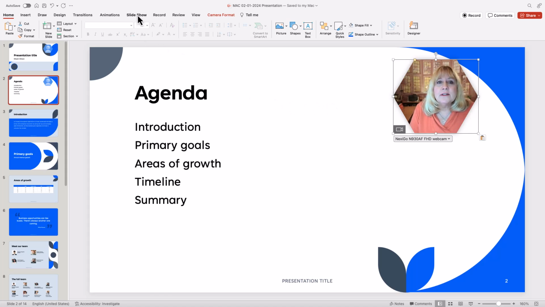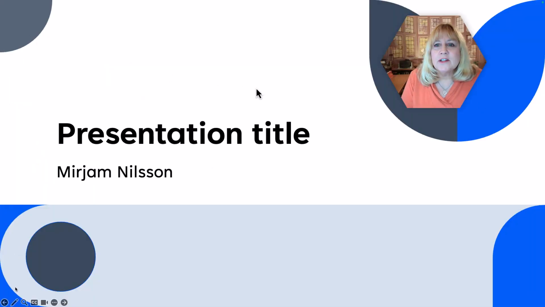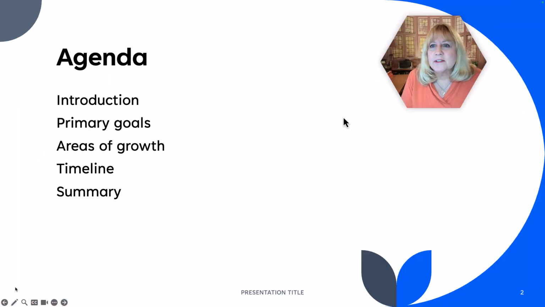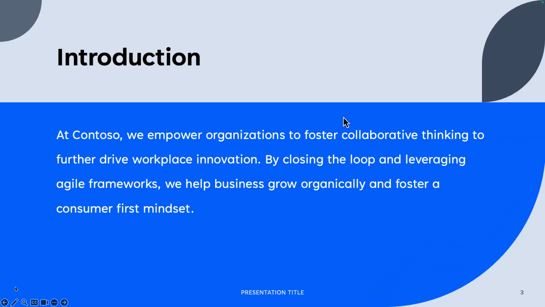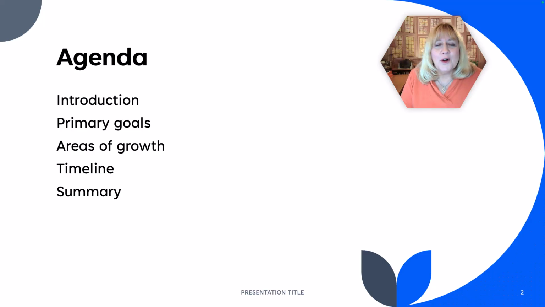Then I can go to the slideshow, play the slideshow, and you can see I'm on the first slide and I'm on the second slide, but I'm not on the third slide. So hopefully this gives you some ideas on how you can use the Cameo feature in your presentations.